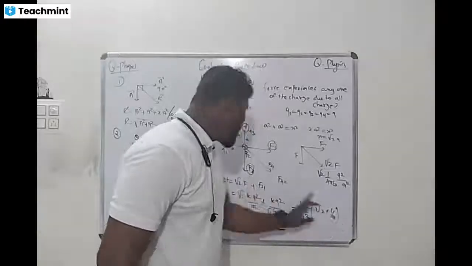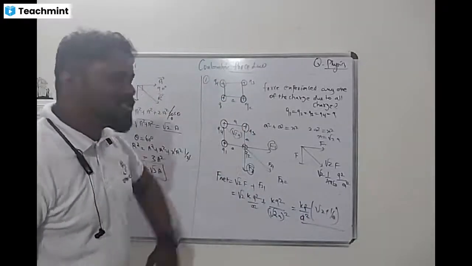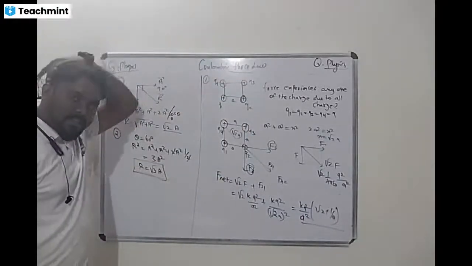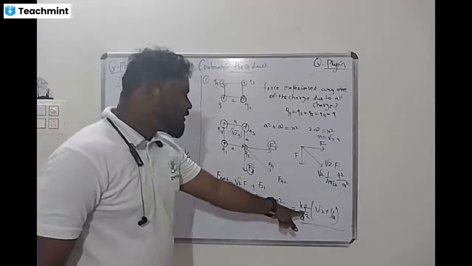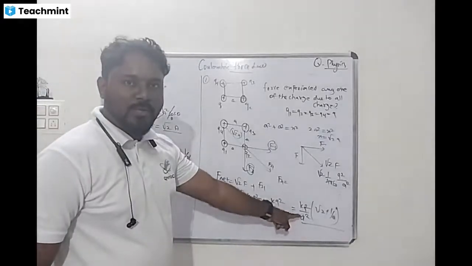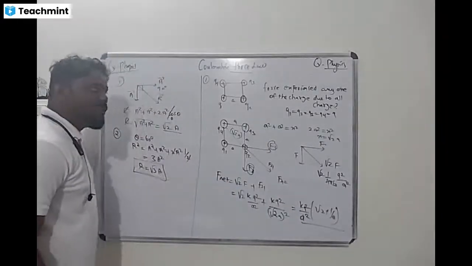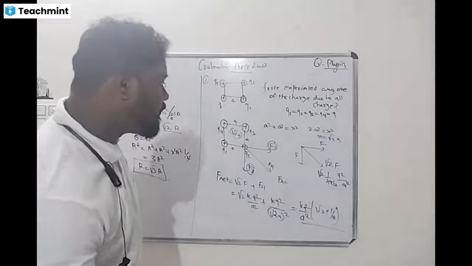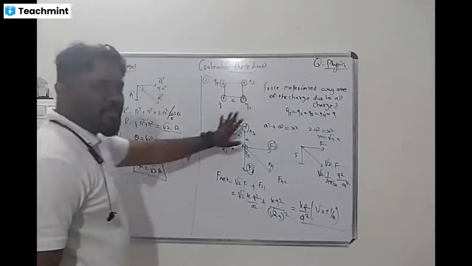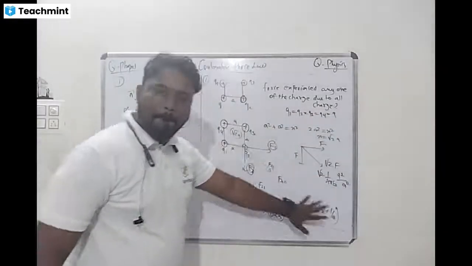Then now it is nothing but the force experienced by this charge. Is it clear? Does everyone understand? What is the force experienced? K q square divided by a square, root 2 plus 1 by 2. Is it clear? Everyone? Yes, sir. Yes or no? Is it clear?